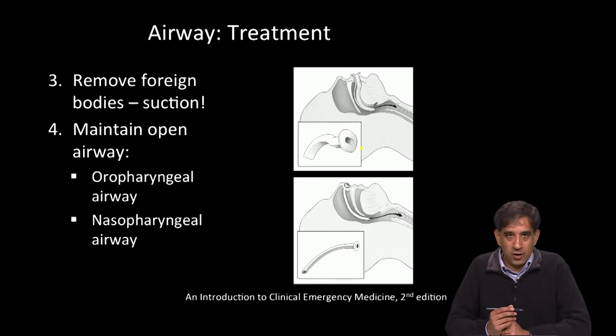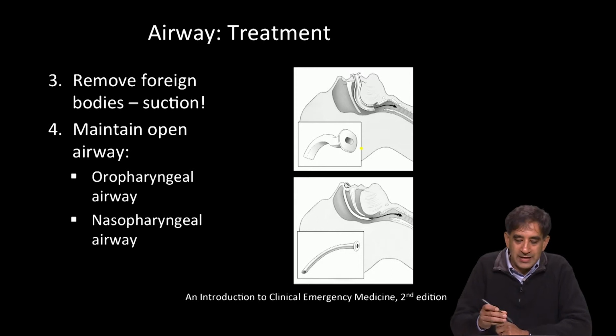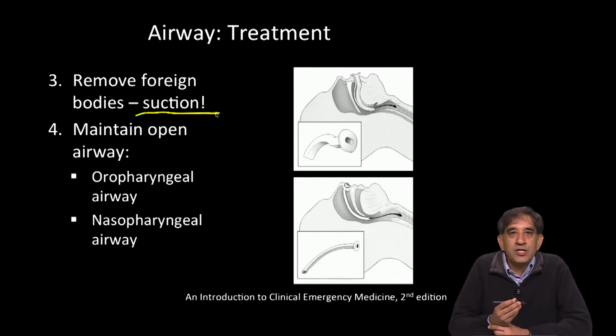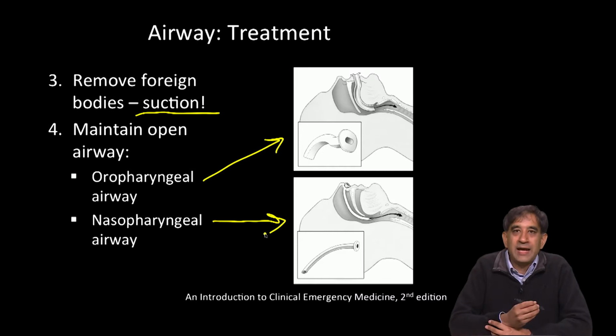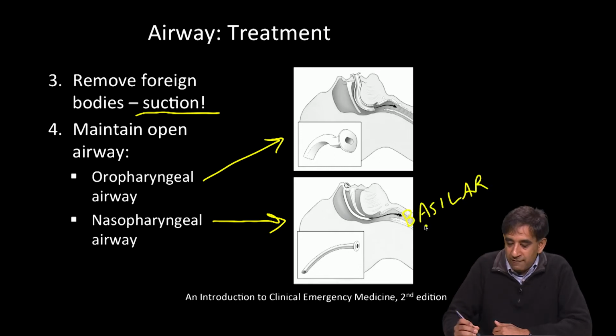Step 3 in airway treatment is to remove any foreign bodies that might be within the airway and definitely suction any secretions, blood, or other fluids that may be in the patient's pharynx. And then we want to maintain an open airway. And there's two approaches. We can use the oropharyngeal airway or the nasopharyngeal airway. Keeping in mind in trauma patients, we want to avoid using the nasopharyngeal airway in any patient that has evidence of a basilar skull fracture.